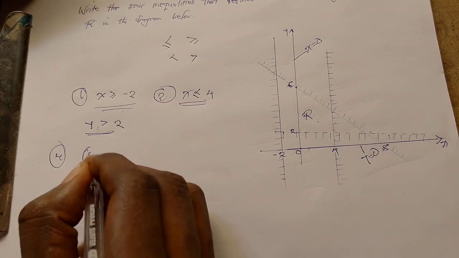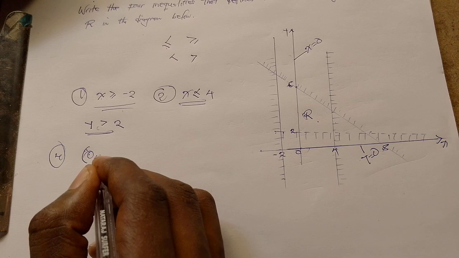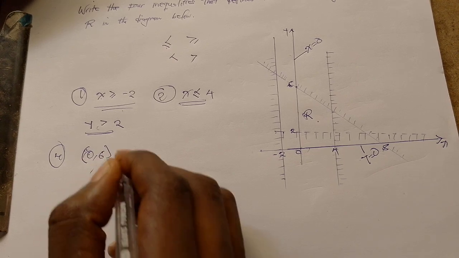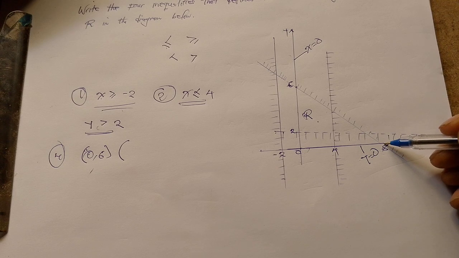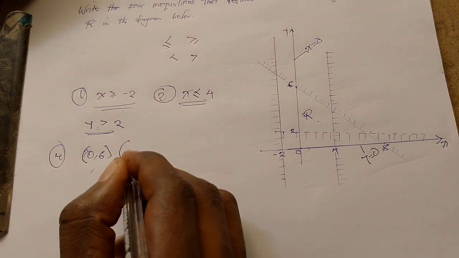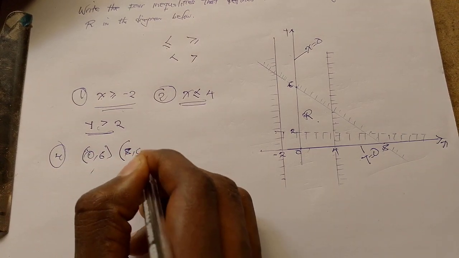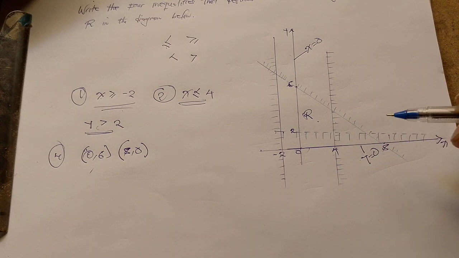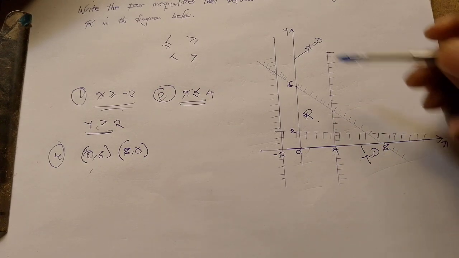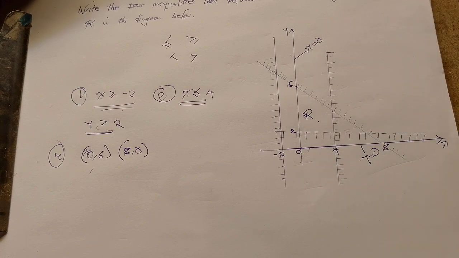Then we have 0, comma 6. Then again, on the x-axis, at 8. So we'll say 8, comma 0, because the entire line is equivalent to y is equal to 0. Then this entire line is equivalent to x is equal to 0. So these are the two sets of coordinates we have.